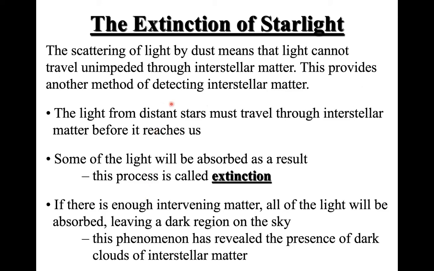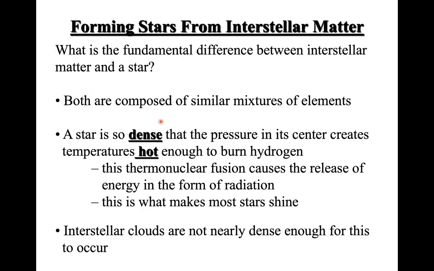And since this process is important, I have mentioned here what extinction means. The starlight will be absorbed as a result of this process called extinction. So if there is enough intervening matter, all of the light will be absorbed, leaving a dark region on the sky, right? So that's how these dark regions are made in the sky, because of this extinction effect, right?